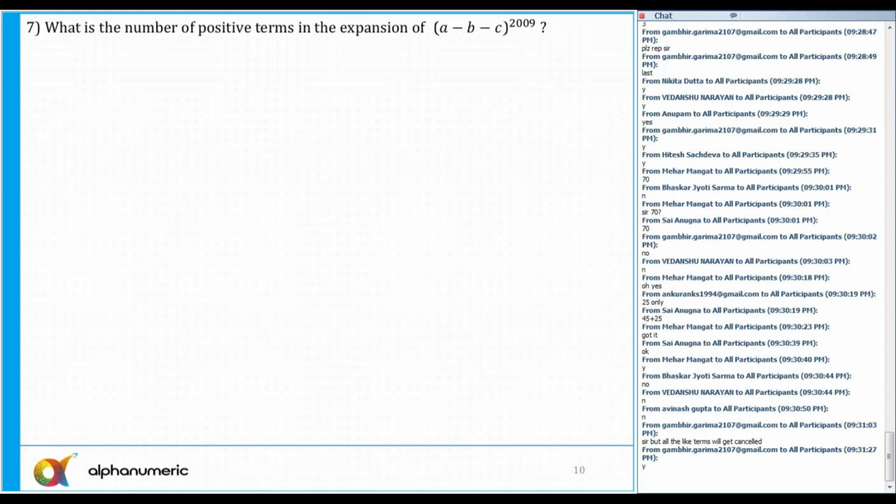In this case, we need to find out the number of positive terms. The same approach you need to follow. Please try.